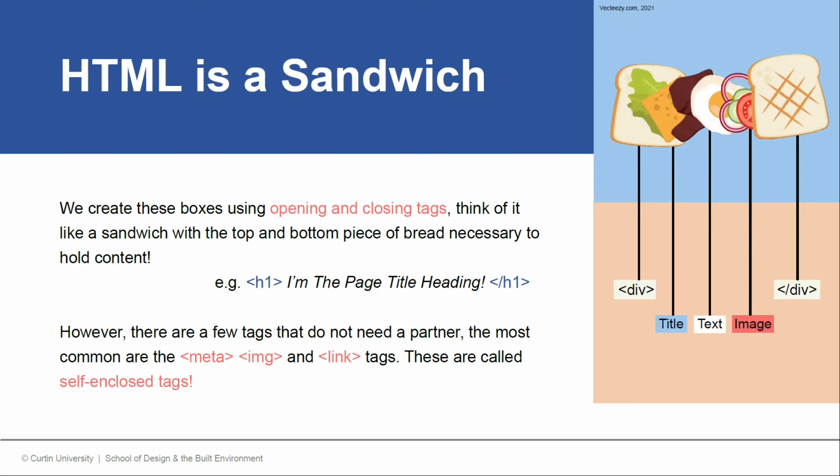However, there are a few tags that you'll notice do not have a partner, so they don't have a closing tag. The most common ones that you'll run into are the meta tag, the image tag, and the link tag, and they're called self-enclosed tags. You probably won't run into any other tags that do this, except for perhaps the break tag, the BR tag, that allows you to break a line of content to add space, but it's not that useful.